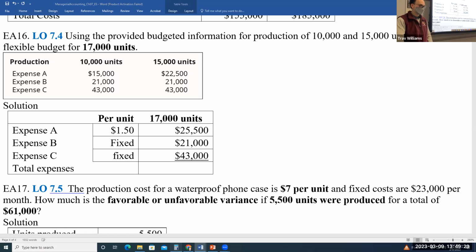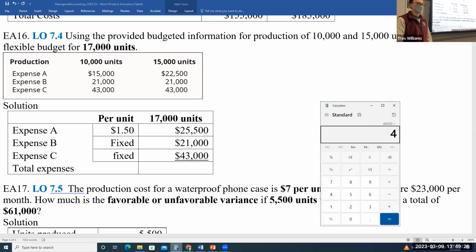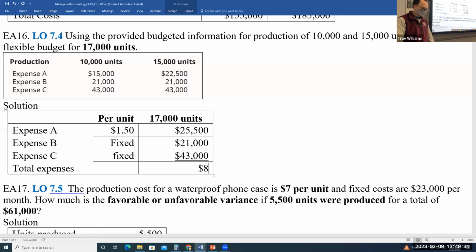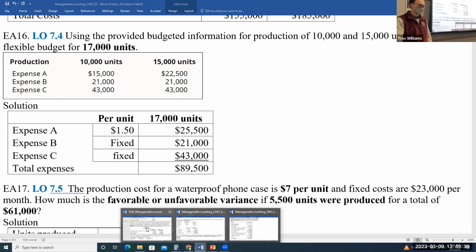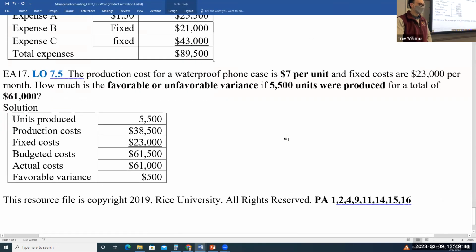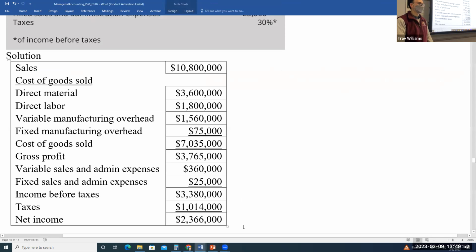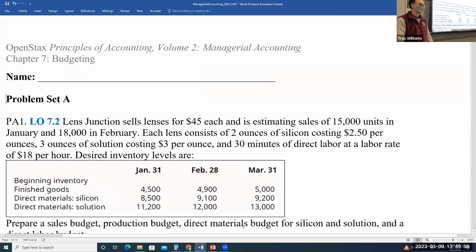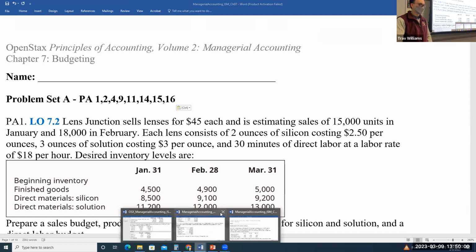Add it all up. And we get $89,500 of total expenses for 17,000 units of production. Okay. And then we already did 17. Questions on the exercise sets? All right, then, let's move on to the problem set.